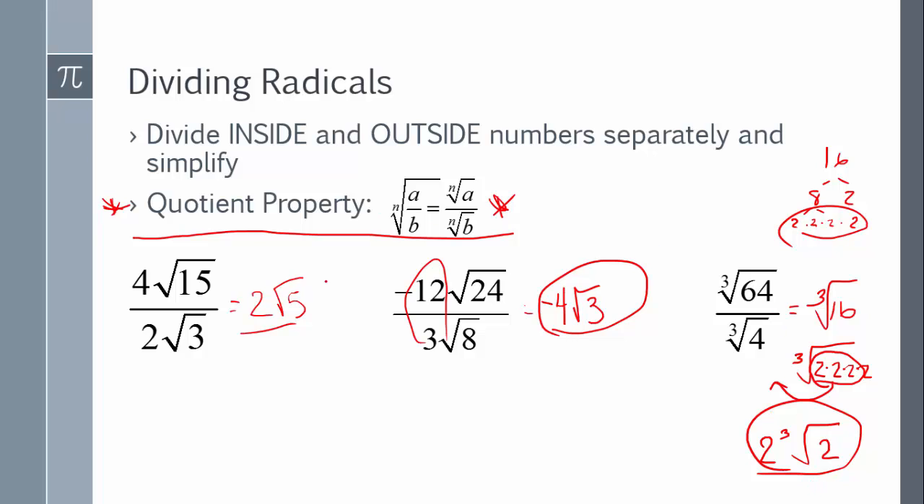Okay? You have a couple examples similar to this in the notes. Pause it if you need to rewatch. I know I went through this rather quickly, but the basic ones are just dividing the outsides, dividing the insides, and then reducing if necessary, like in the last example.